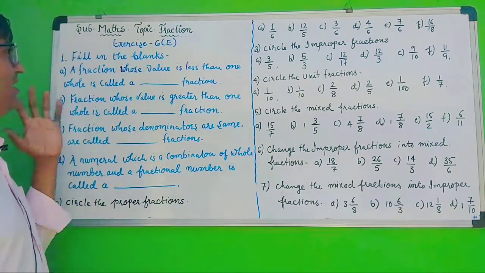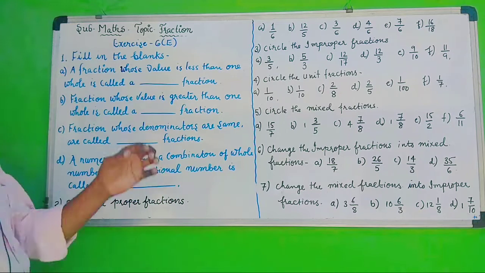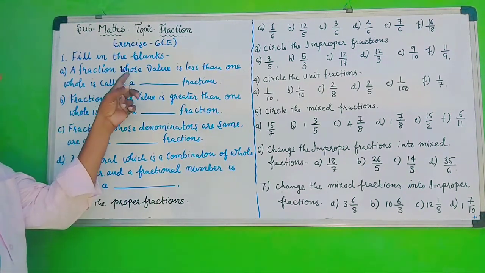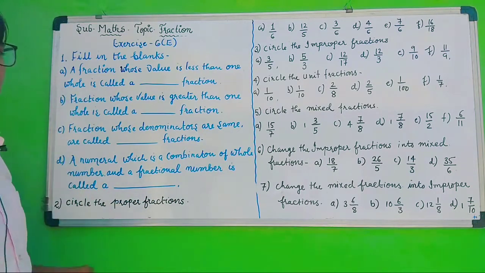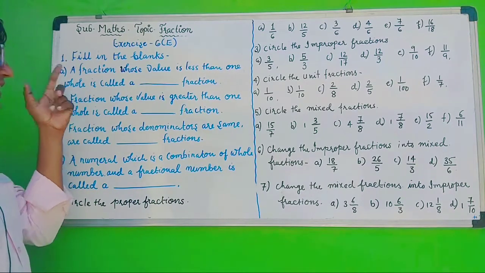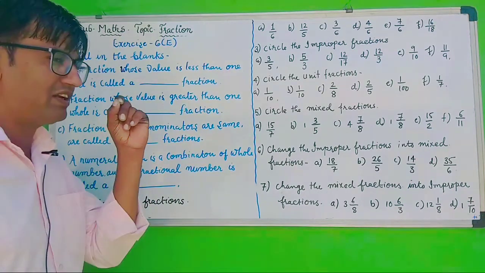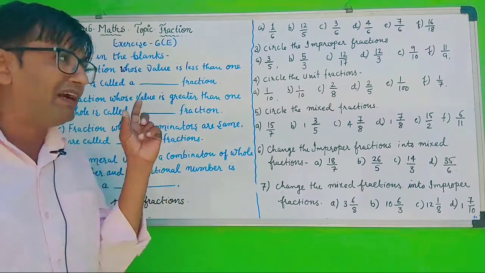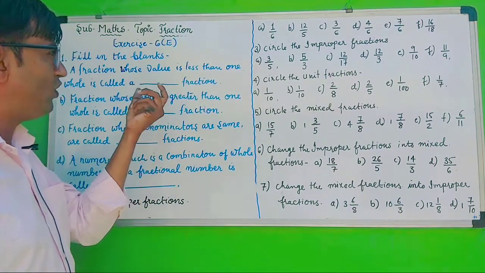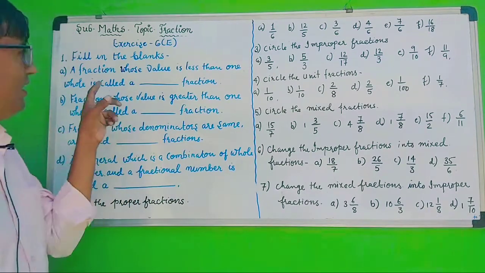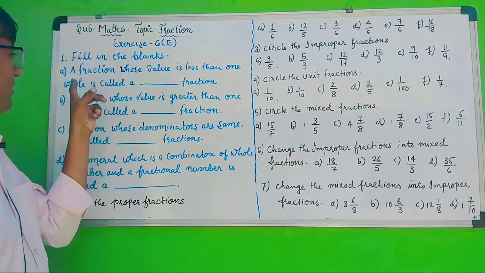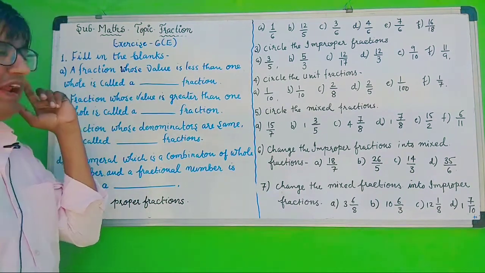Let's understand exercise 6E. Question number 1, fill in the blanks. First question: a fraction whose value is less than 1 whole is called a dash fraction. Children, I have explained this, but this question is a little tricky, asked in a different way. A fraction whose value is less than 1 whole is called a dash fraction.